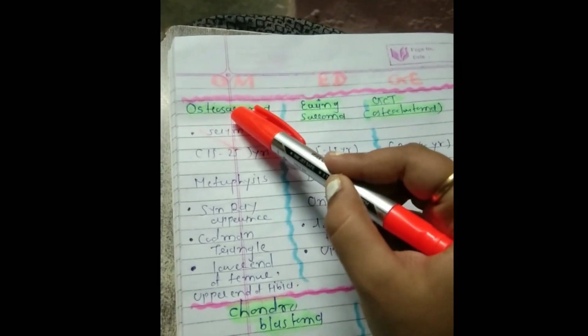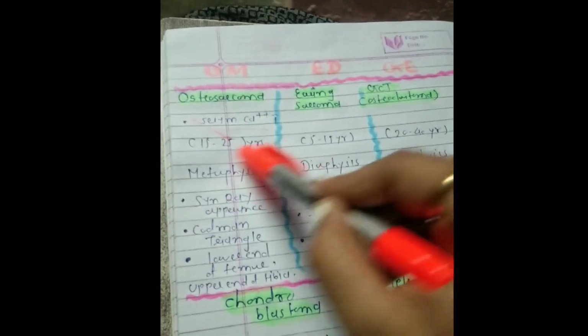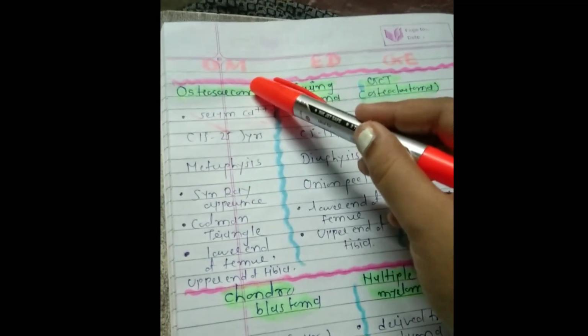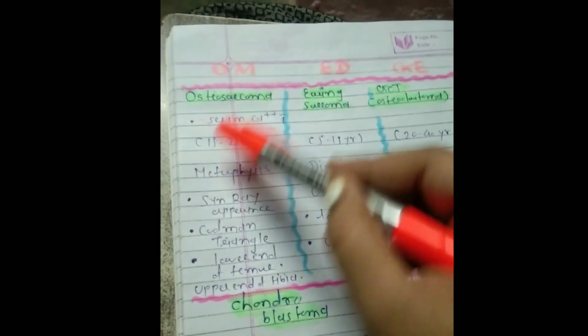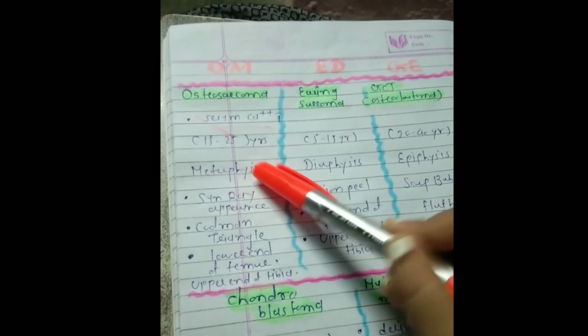Osteosarcoma happens in the metaphysis of the bone, so you can remember it as OM: osteosarcoma occurs in the metaphysis of the bone.